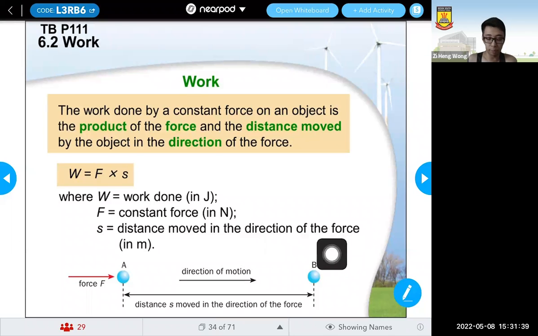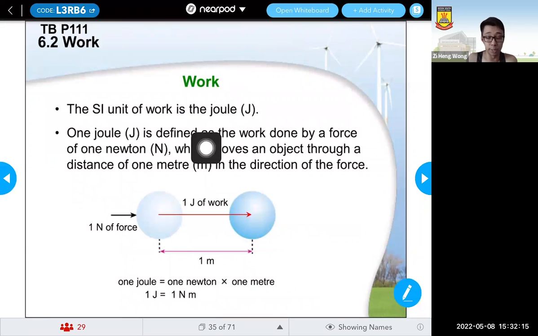In the previous chapter, we learned something similar, force times distance, but for that, the distance was the perpendicular distance between the pivot and the line of action of the force. So that one is a different calculation, even though both are force times distance. For that, the moment is defined, and it has units of newton meters. But for work done, force times distance has units of joules. So the SI unit of work is the joule.